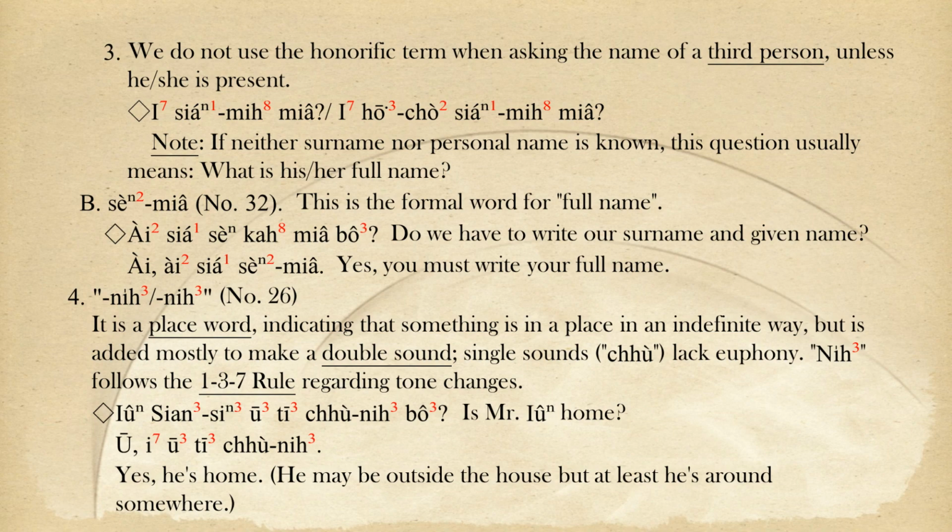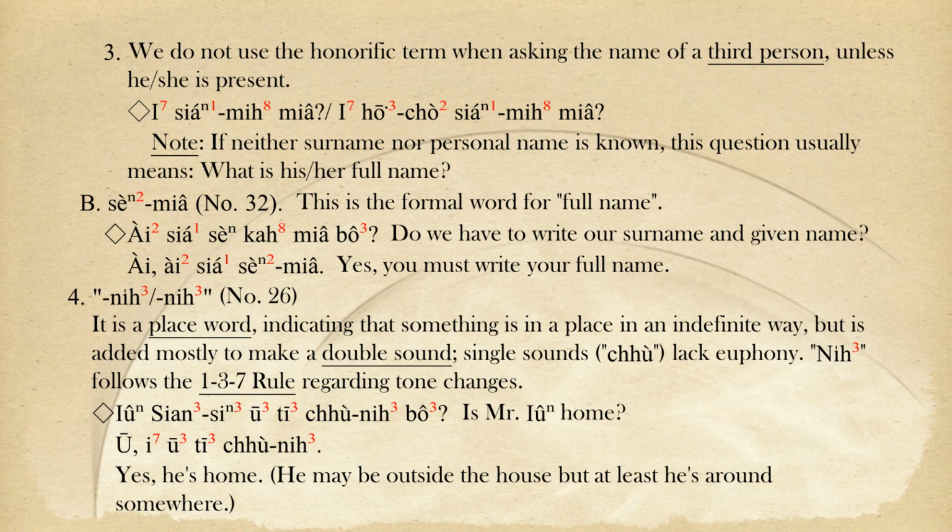大字 B，姓名。This is the formal word for full name. 愛寫姓甲名無？Do we have to write our surname and given name? 愛寫姓名。Yes, you must write your full name.